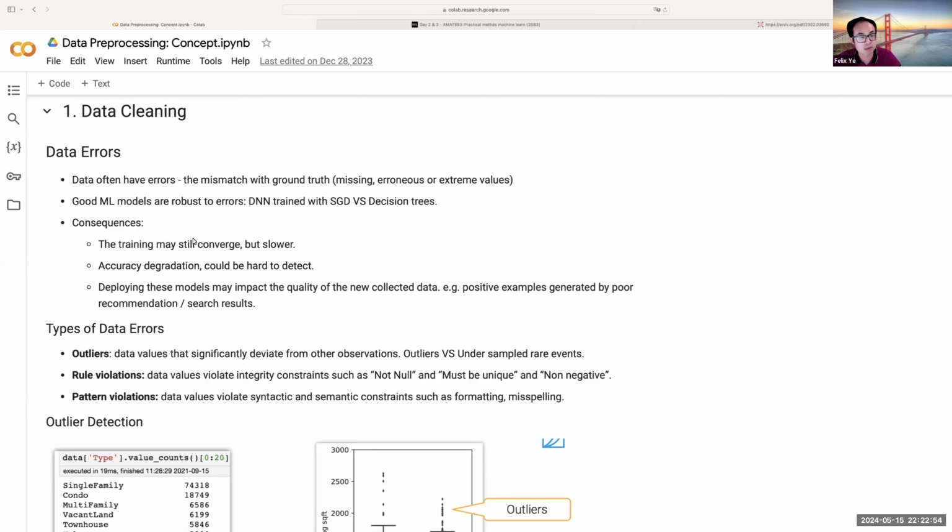The consequence is that the training data with errors may still converge, but at a much, much slower rate. Also the accuracy will degrade because we have some erroneous data and so we have lower accuracy. But the issue is that it's very hard to detect such accuracy degradation.